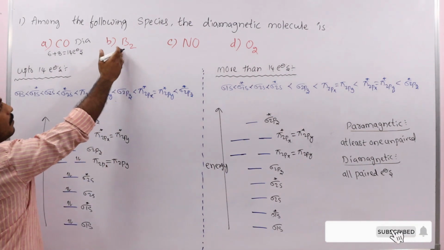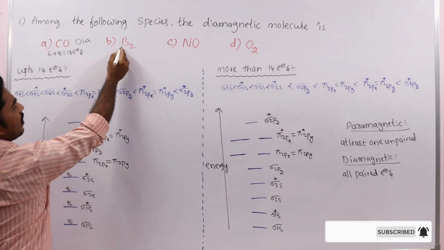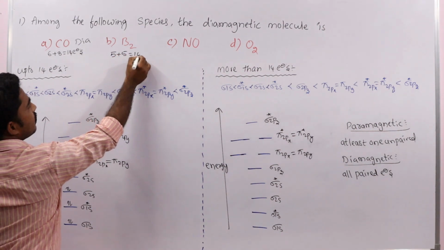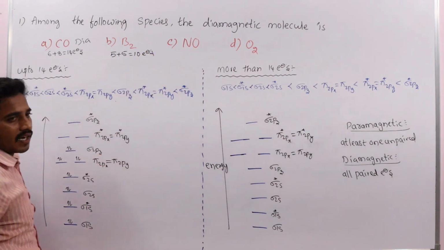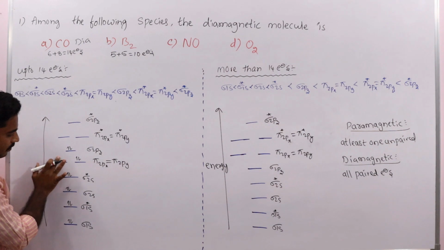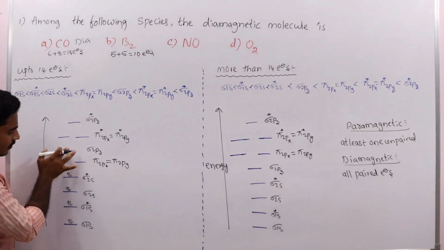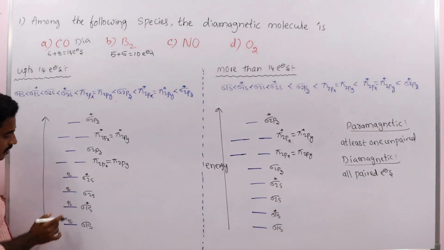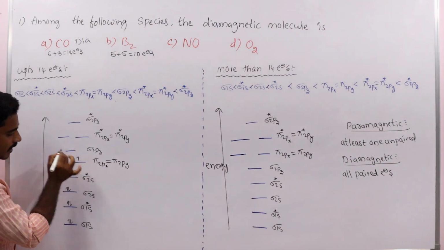Let us see B2. In this, boron contains 5 electrons, and with 2 borons, that is 5 plus 5, 10 electrons. So with 10 electrons, up to where do we get the configuration? Up to here 8 electrons are finished, then 9, 10.